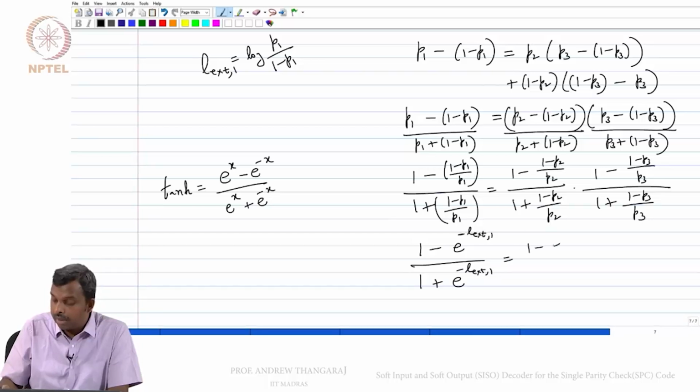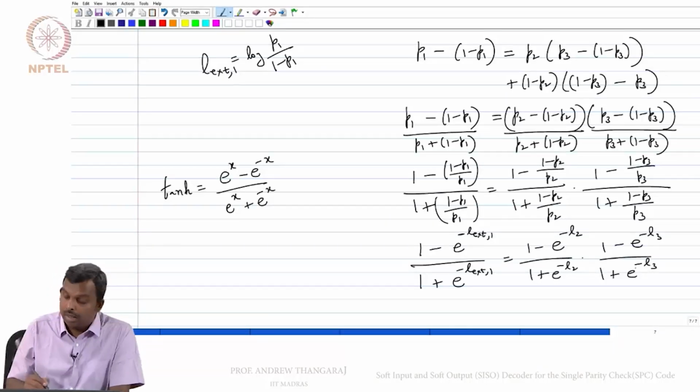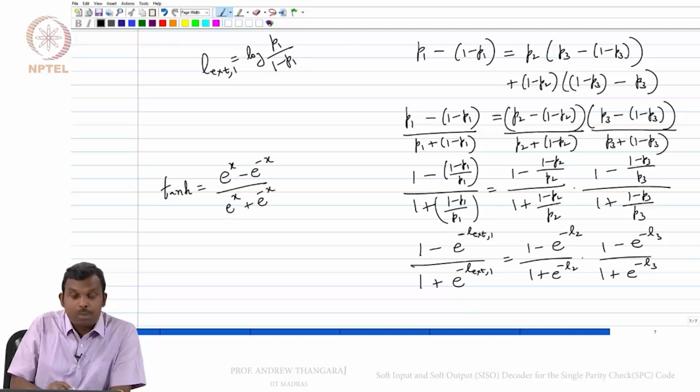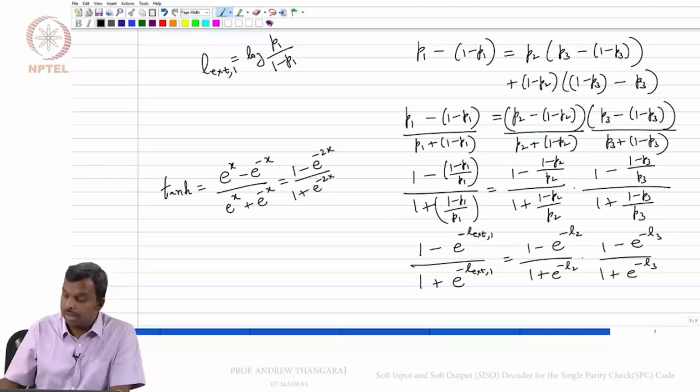So likewise here you will have e power minus L2 by 1 plus e power minus L2 times 1 minus e power minus L3 by 1 plus e power minus L3. Once again, I will remind you about the tan hyperbolic function. It's e power x minus e power minus x by e power x plus e power minus x. In fact, one can write this as 1 minus e power minus 2x by 1 plus e power minus 2x. So it's the same thing.